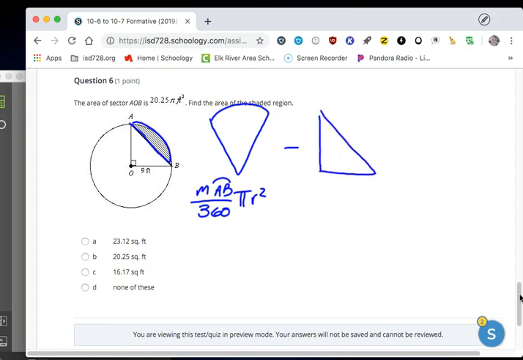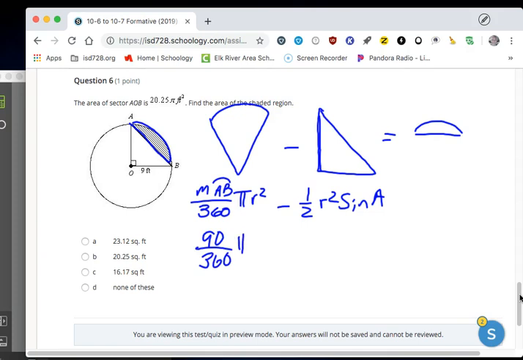Now, because this formula I'm going to show you works every time, I'm going to use this. I know this triangle is base times height divided by 2. It's really easy. But I also want to show you this formula. So you want to make sure that you've got that going on. And that should equal my sector area left over, my shaded region. So now I'm looking at 90 over 360, pi 9 squared, minus 1/2 9 squared sine of 90.